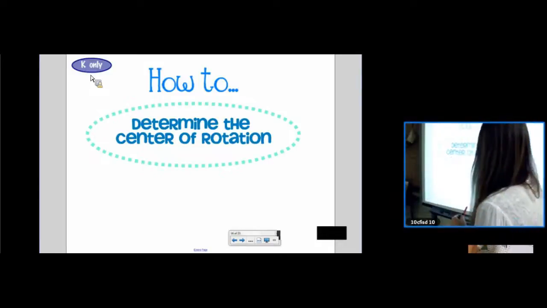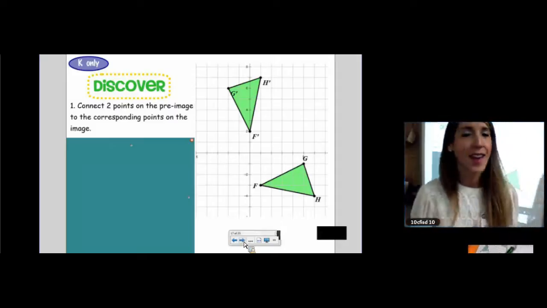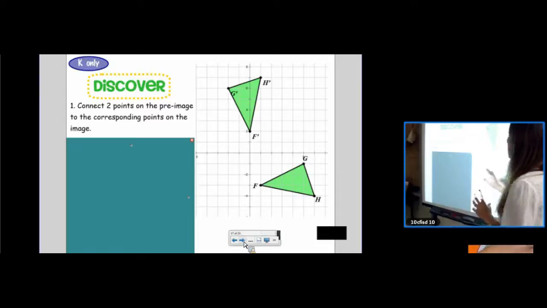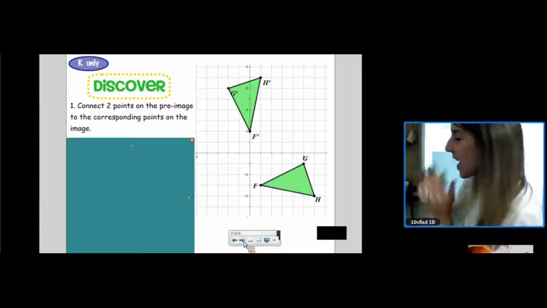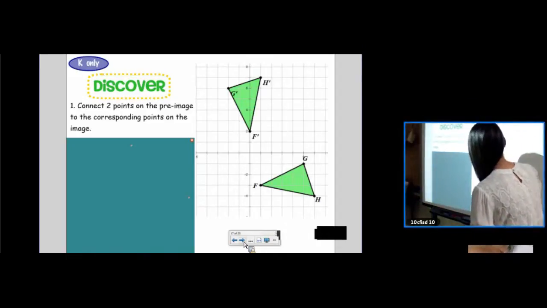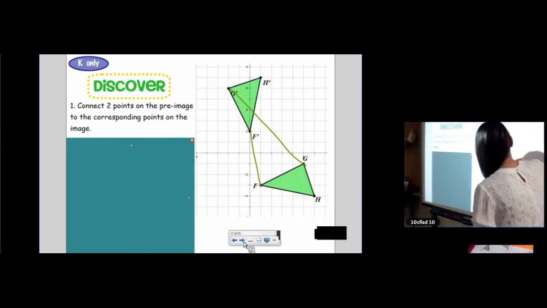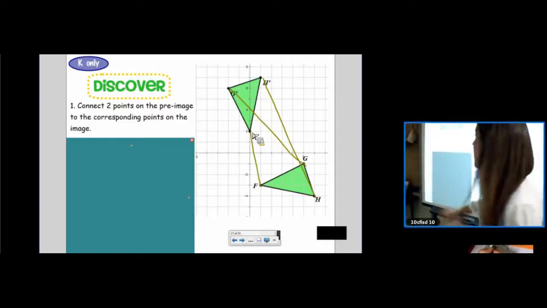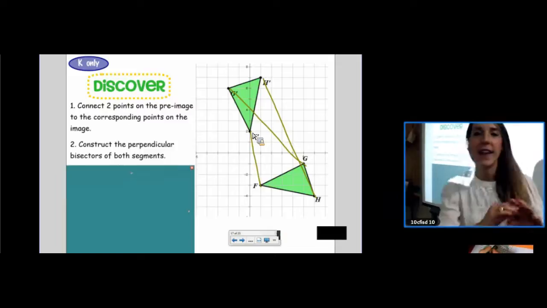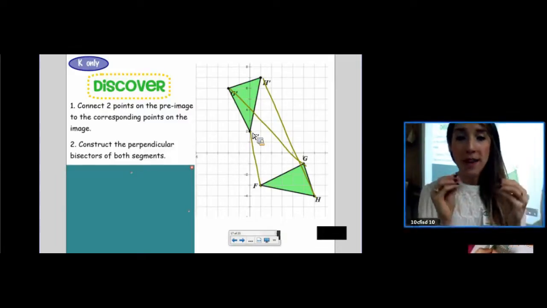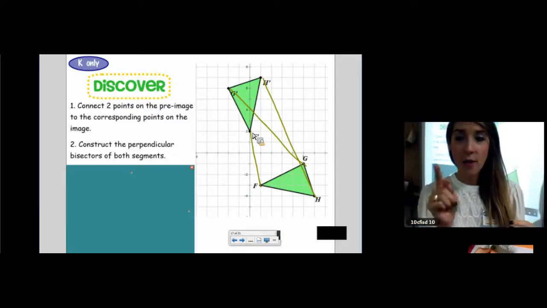Now, if you remember when we did Sketchpad yesterday, it was so much easier. What we did first in Sketchpad was we literally clicked a button and it connected the vertices for us. So it connected F to F prime, G to G prime, and H to H prime. Then we clicked another button and some light blue lines just appeared on the screen. Those light blue lines were the perpendicular bisectors of those three segments.